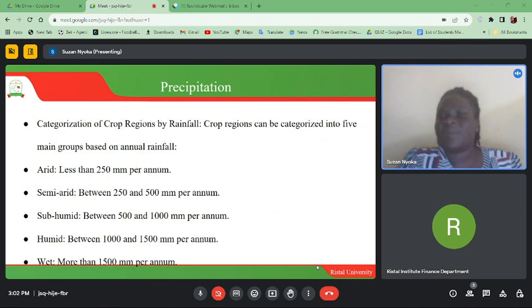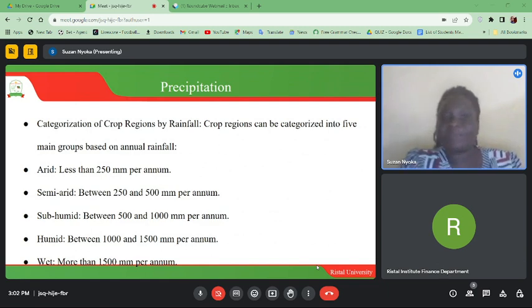Crop regions can be categorized into 5 main groups based on annual rainfall. We have the arid regions, which receive less than 250 millimeters per annum, and then semi-arid between 250 to 500 millimeters per annum. And then we have the subhumid between 500 to 1000.